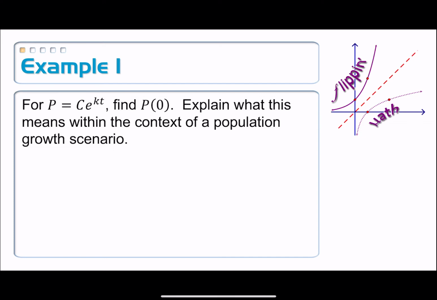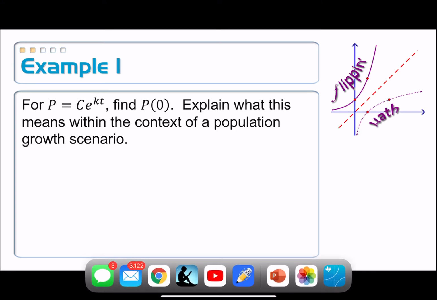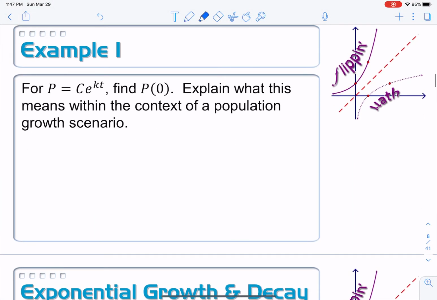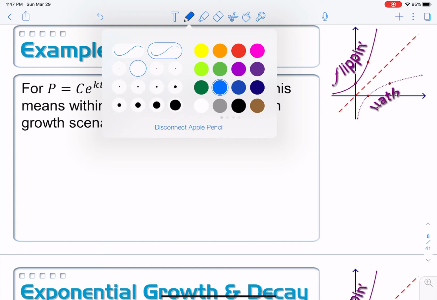Speaking of that, in example 1, for p is equal to c times e to the kt, find p of 0. That means the initial population. We're going to plug 0 into this equation and explain what this means in the context of the population growth scenario. Let's check this out. In this equation, we're going to plug 0 in for t and see what happens.